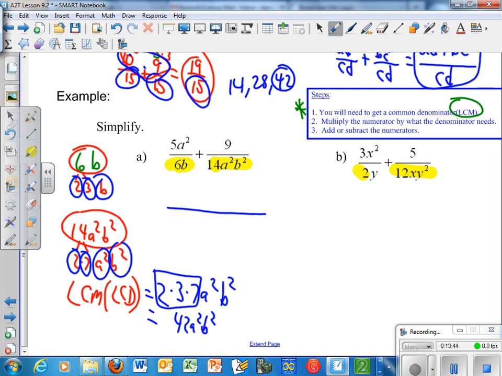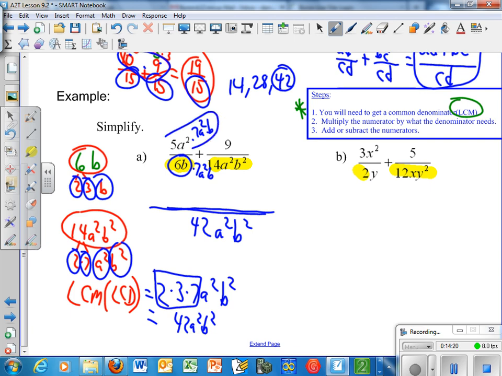Our LCM, or our common denominator, is this. We're going to write it as one fraction. I'm not going to keep it as 2 fractions, but now you need to look individually at what each fraction does. So I need to say, okay, what do I multiply 6b by to get 42a squared b squared? So I need 6 times 7, and then I need a squared, and I had a b, so I need to multiply by b to the first to get my b squared. So I'm going to multiply by 7a squared b.